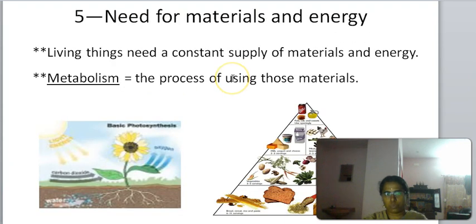Next one, fifth one is what? Need of materials and energy. Simply planting the plant is not enough. It needs some water. It needs good sand. It needs some sunlight. It needs energy for photosynthesis. Metabolism is the process of using those materials. This is what we mean by need of materials and energy.